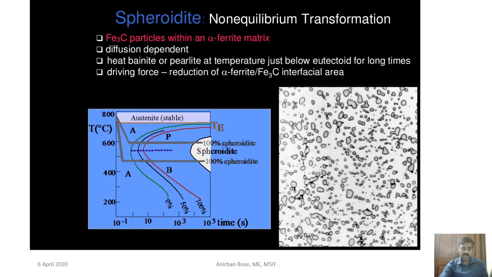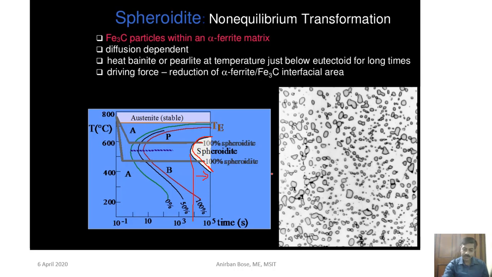Now the spheroidite structure, I have just told you that if you heat it for a very long time, that means if you keep it for a very long time at a particular temperature, then ultimately this spheroidite structure will remain. You can see in the time range that a large time is required, and if the pearlite remains for a very long time, then it can convert into spheroidite.